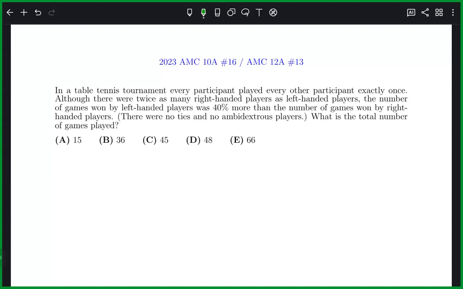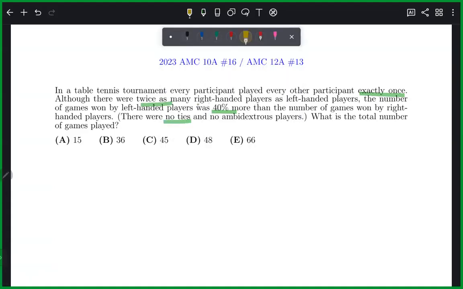In a table tennis tournament, every participant played every other participant exactly once. Although there were twice as many right-handed players as left-handed players, the number of games won by left-handed players was 40% more than the number of games won by right-handed players. There were no ties and no ambidextrous players. What is the total number of games played?